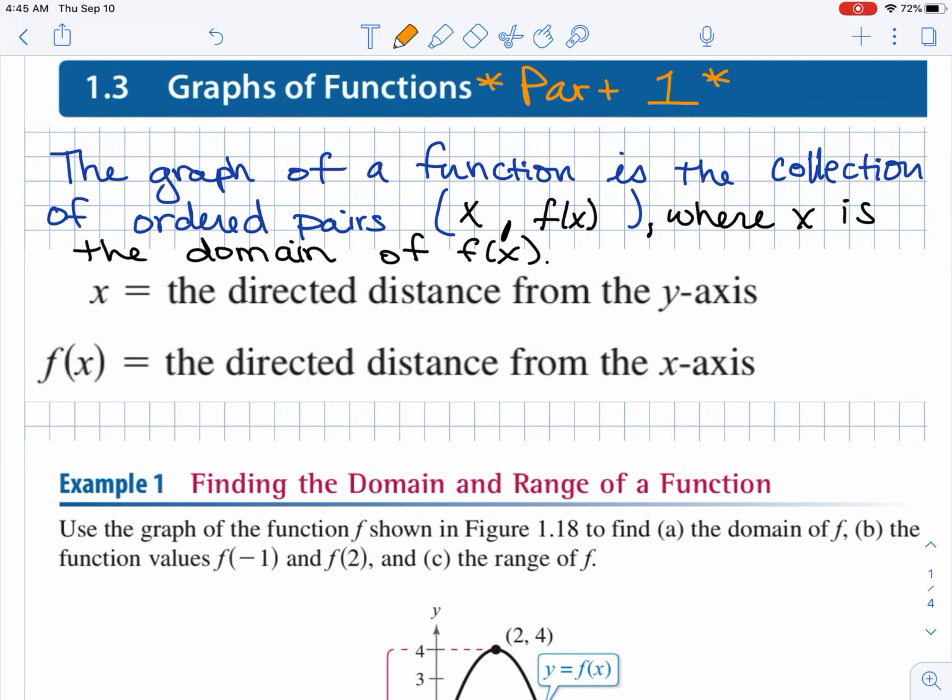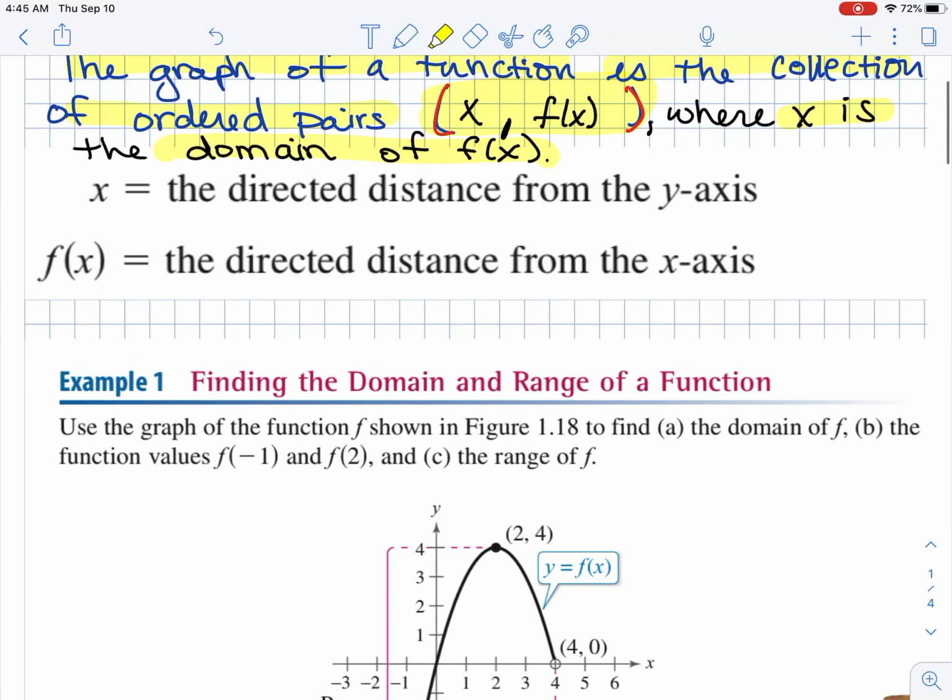Hello, everybody. We are back and we are going to jump into part 1, and we're talking about graphs of functions. We've been using that the graph of a function is the collection of ordered pairs, where we're looking at this ordered pair x comma f of x, and that y value is equivalent to f of x. And x is the domain of f of x.